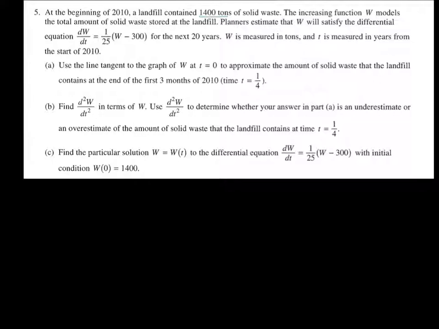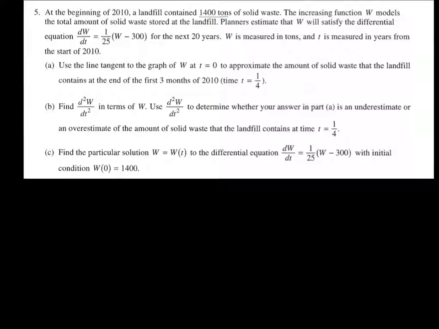So you're able to plug that in as the amount of waste you have. You can plug that back into the differential equation we're given here, determine what the slope is, and come up with that equation.